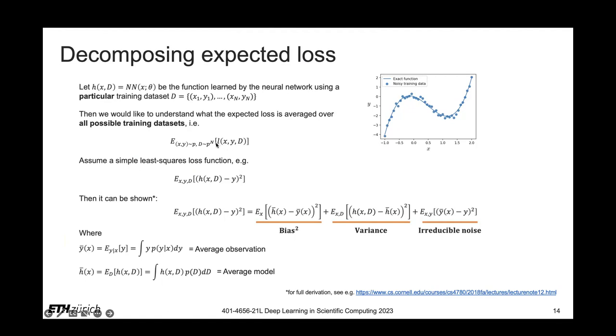If you just assume that your loss function is a simple least squared error for now, then h as a function of x_D here is just my neural network trained with a particular training data set D, and we take the error of that against the true labels of the training data. It can be shown, using basic properties of expectations of random variables, that you can decompose this into three different terms. We call these terms the bias, the variance, and the irreducible noise.